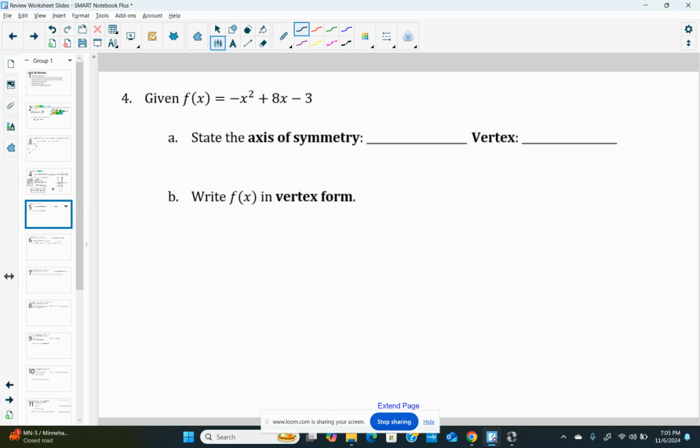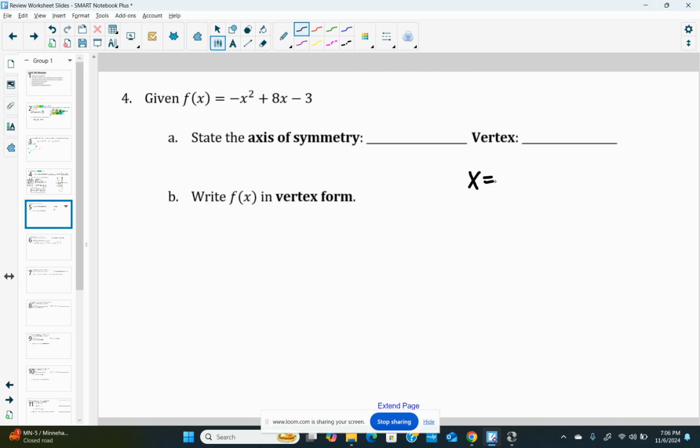Then number 4 is given to us in standard form, and it wants to know the axis of symmetry and the vertex, and then have us write it in vertex form. So you have a couple different ways to do this. So you can start with just finding the vertex and the axis of symmetry.